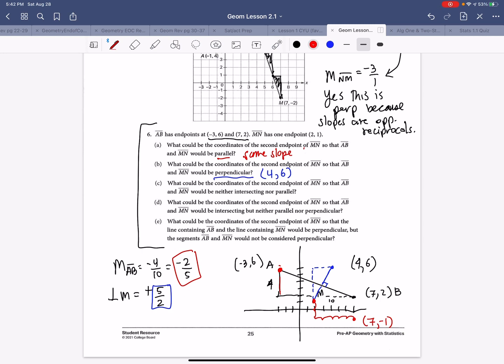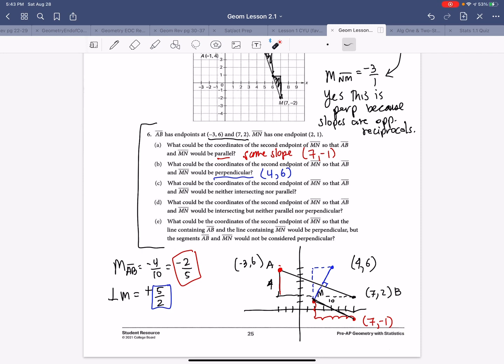And there's multiple answers to this, but this would be one correct answer because I've made a line that's parallel. And in fact, a true answer would be any point along here. I just picked the first point I'd come to if I left the point M and went down 2 over 5. Now it says, what could be the coordinate of the second endpoint so that AB and MN would be neither? Again, lots of possible answers.